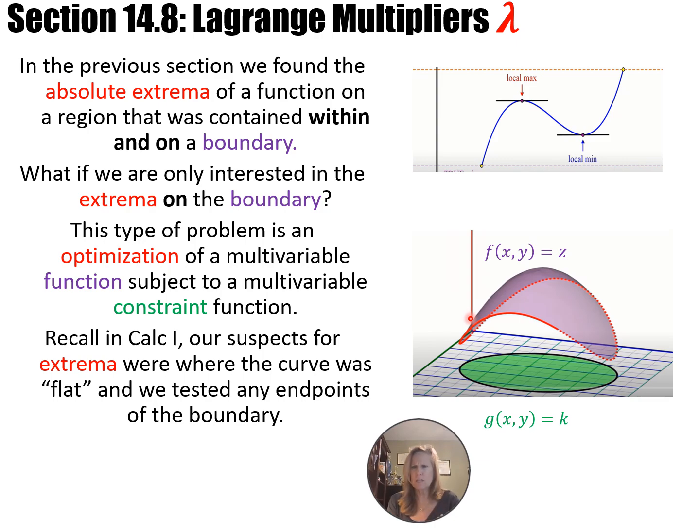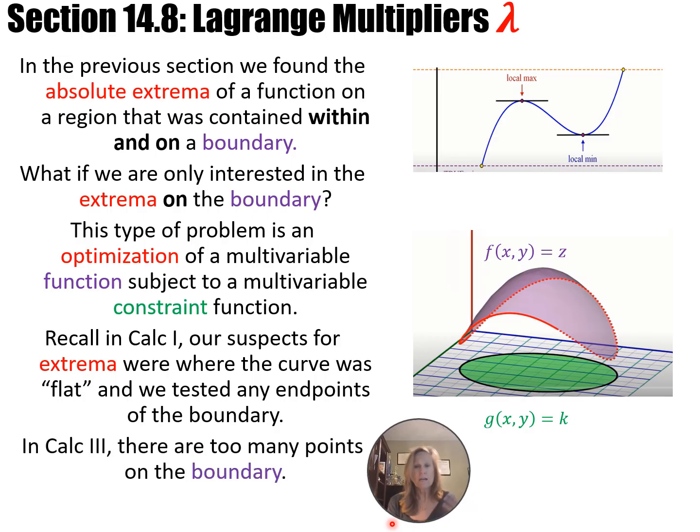So the green function we call G, it's equal to a constant. And then of course we have our surface function, which is Z, our height, right? So since there's too many boundaries, we cannot test all of these values to see who's the highest and who's the lowest, which is what we did here. If we wanted just the endpoints, we would say, right, I'll just plug in the values of the endpoints.